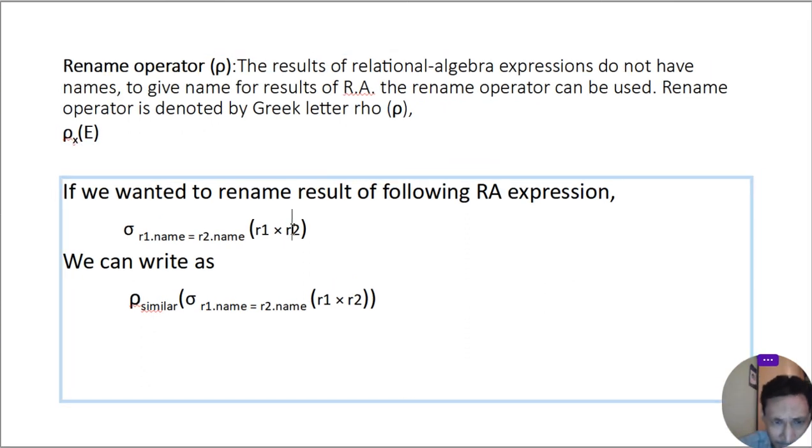So here R1 and R2 have a Cartesian product done, and selection is performed on R1 × R2. In order to give a name to this resulting relation, we can use the rho operator, and the name of the new table will be Similar. We can see here rho is used and the name of the relation is Similar, and this is the relation for which the name will be Similar. So in this way we can use relational algebra to query the database.